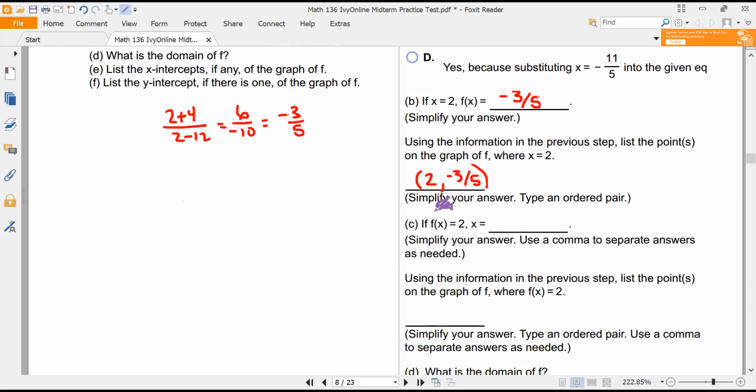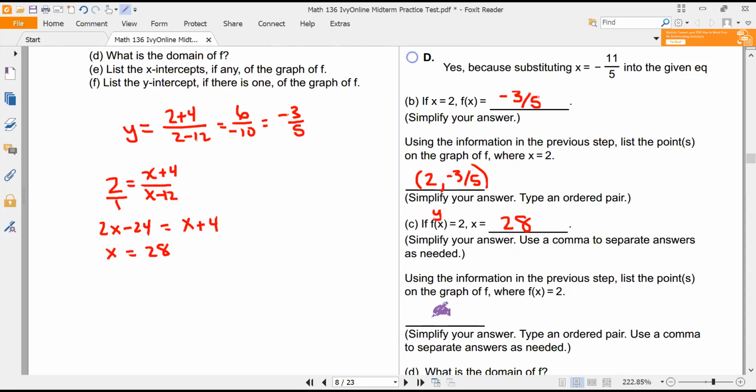If f of x is 2, so that's saying if y equals 2, what is x? Remember, these were y. Now we're going to say what if y is 2. So that function was x plus 4 over x minus 12. We are cross multiplying to solve this. So this would be 2x minus 24. Distribute the 2 to both things in the denominator. And in the other diagonal, we get x plus 4 times 1. Then subtract the x and add the 4 over, we get 28. So the value that gives us a y value of 2 is an x value of 28.